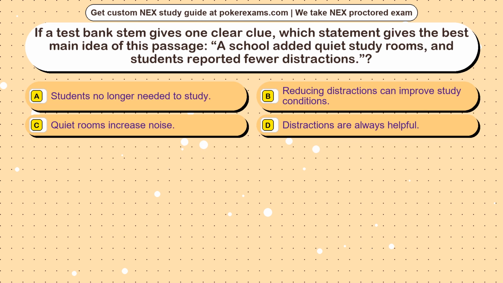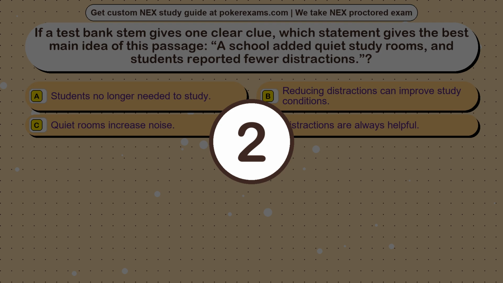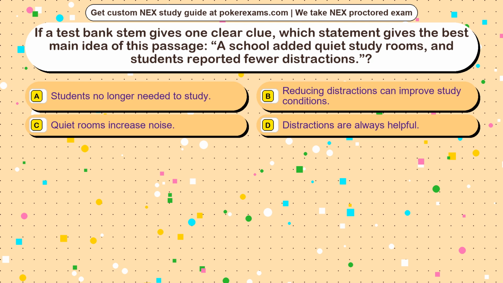Question 4. If a test bank stem gives one clear clue, which statement gives the best main idea of this passage? A school added quiet study rooms, and students reported fewer distractions. Option A, students no longer needed to study. Option B, reducing distractions can improve study conditions. Option C, quiet rooms increase noise. Option D, distractions are always helpful. The correct answer is option.